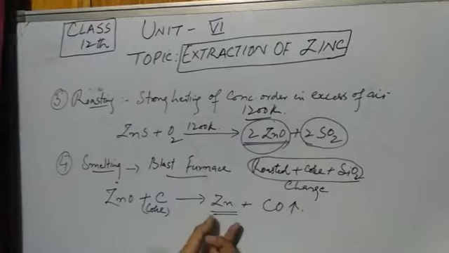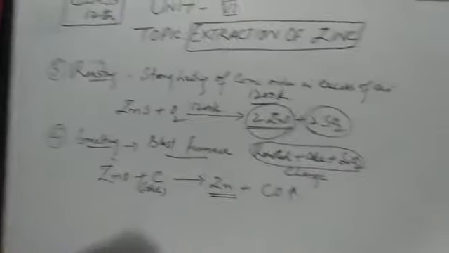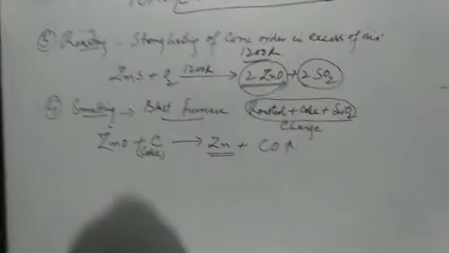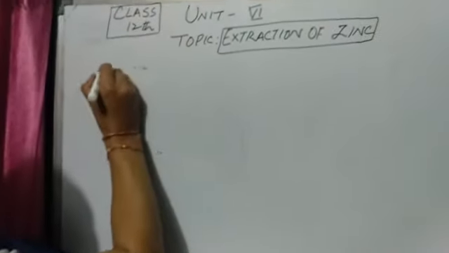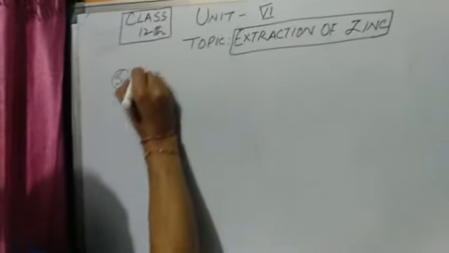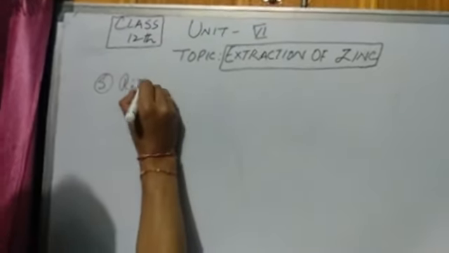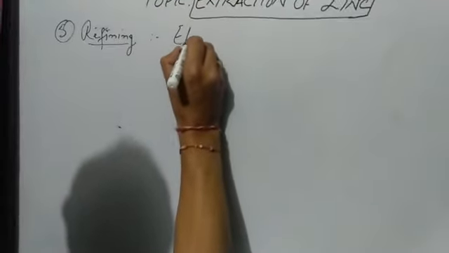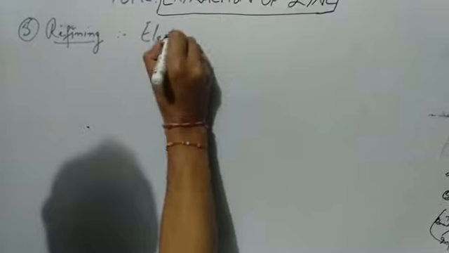So this zinc is pure, but still it is not 100% pure. It may be 95% pure. So this zinc is further purified by the last step. That step is known as refining. The fifth and last step, refining. And as far as refining of zinc is concerned, it is done by electrolysis, and this refining is known as electro-refining.